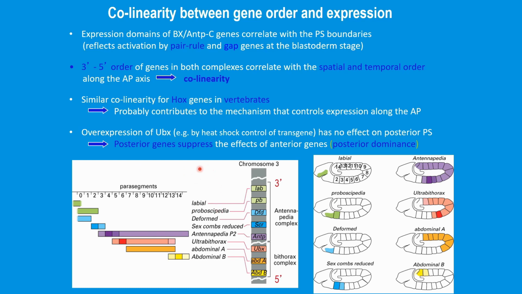And this gives rise to the idea of posterior dominance, that posteriorly expressed genes actually suppress the anterior genes that were turned on before them. So there's an order in which they're turned on, and they think that one can be impacting on the expression of the other, turning it on, but they know for sure that the later genes suppress the transcription of the earlier genes. This is called posterior dominance.